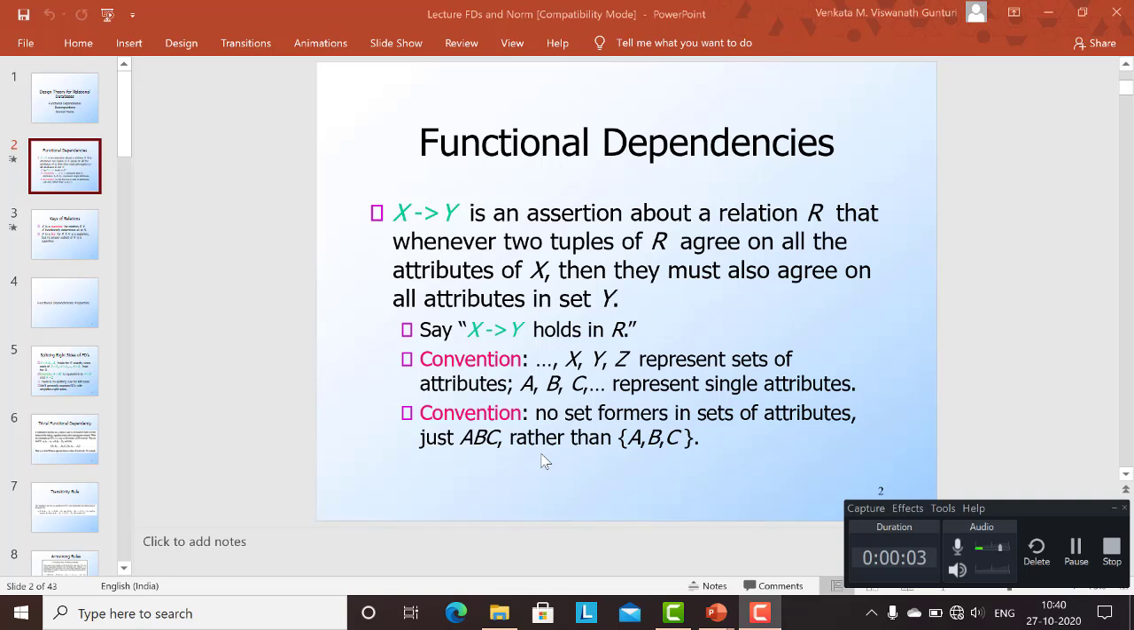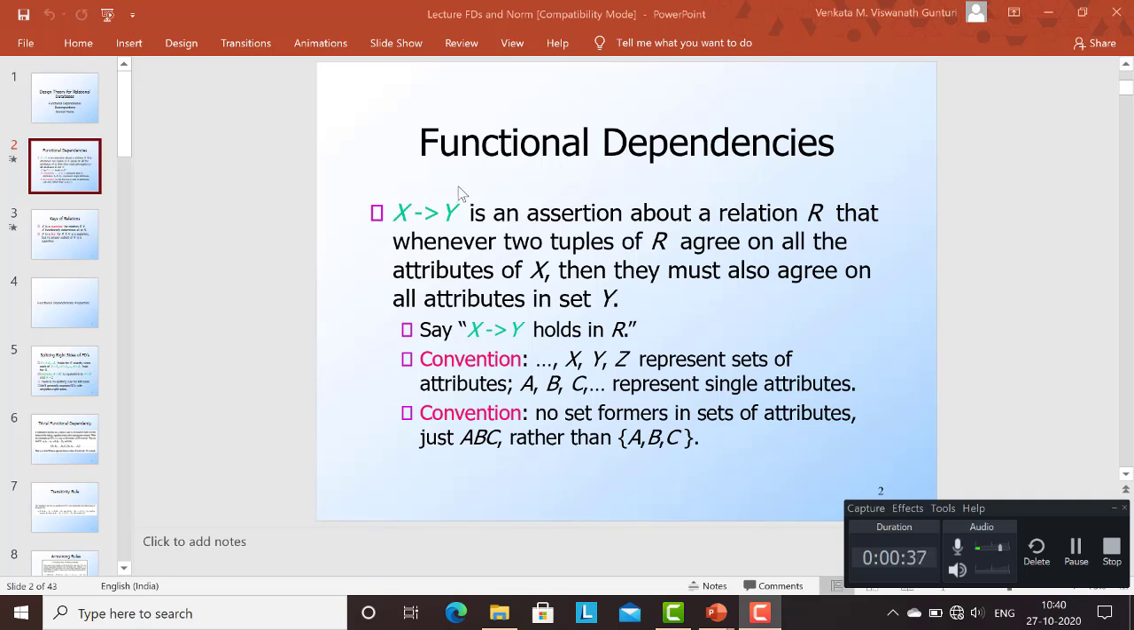As I was saying, whenever we have a functional dependency, we write it as a set of attributes implying another set of attributes, right? Whenever we write something like this, I mean that if two tuples in my relation R have the same values for all the attributes on the left side, then they will also have the same values for all the attributes on the right side, right?